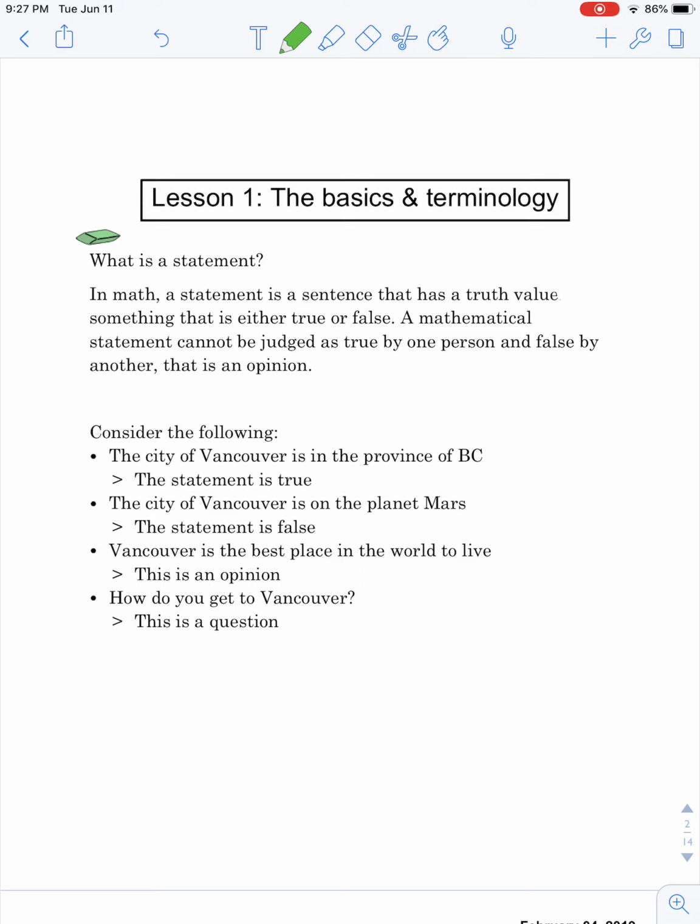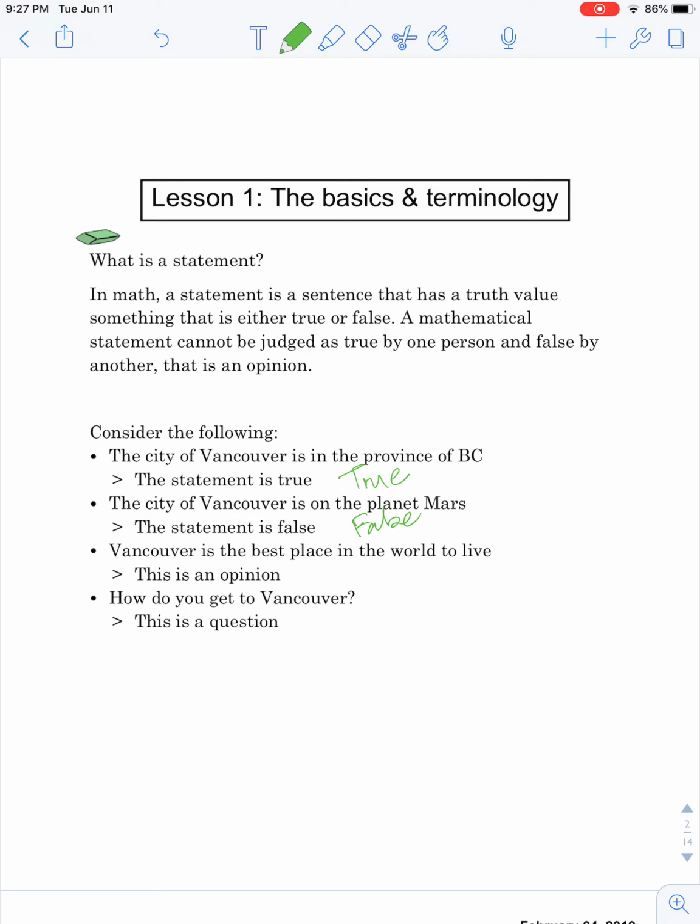So, consider the following. Look at the example that they've given. The city of Vancouver is in the province of BC. This is an absolutely true statement because nobody can deny or oppose this, right? So this is a true statement. And then the city of Vancouver is on the planet of Mars. Absolute false statement, right? Why? Because it is not. It's simply not the truth.